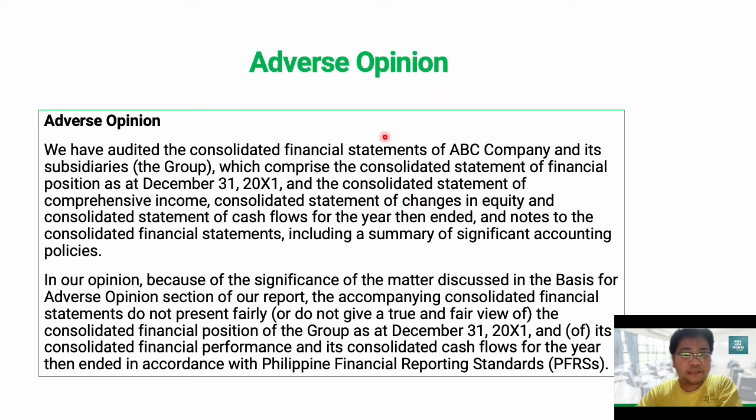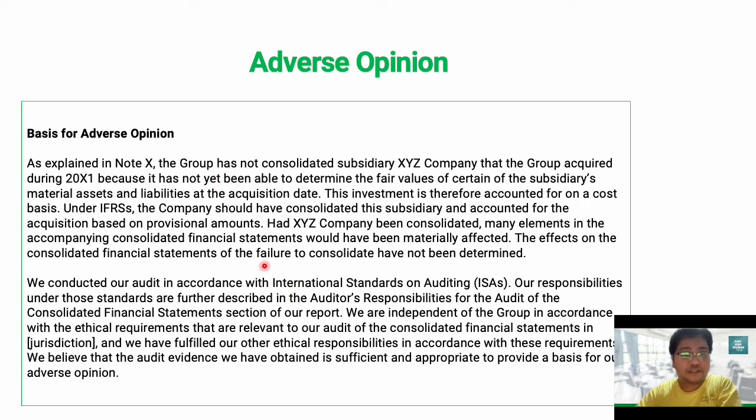So this is an example of an adverse opinion. In this case, the first paragraph is still the same. But in the second paragraph, we mention that the financial statements do not present fairly. If that is the case, this is an example of an adverse opinion. And then in the basis for opinion, we explain the reason why we issued an adverse opinion. And in the last part, we mention that we believe the audit evidence we obtained is sufficient and appropriate to provide a basis for our adverse opinion. Okay? All other sections of the auditor's report would be the same, except for these paragraphs: the opinion paragraph and the basis for adverse opinion paragraph.